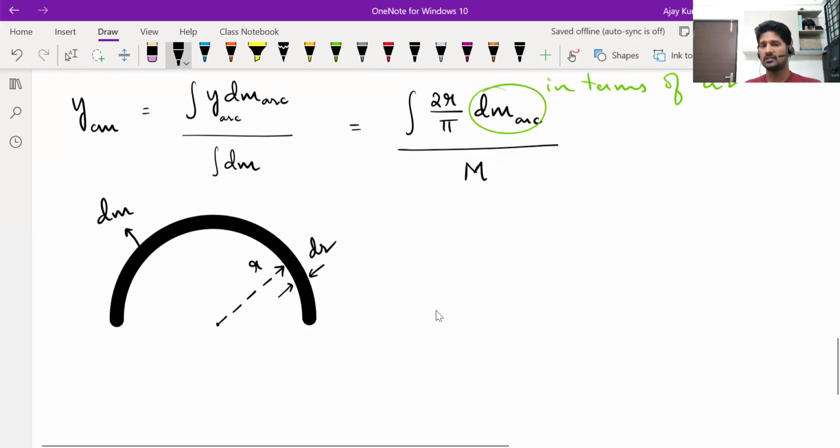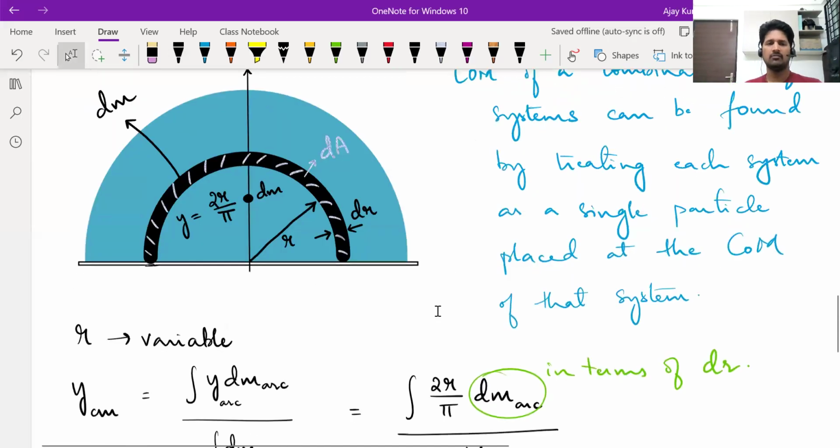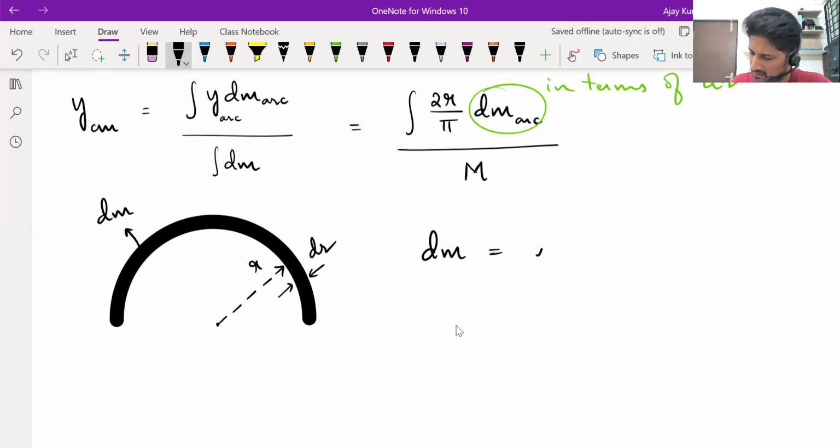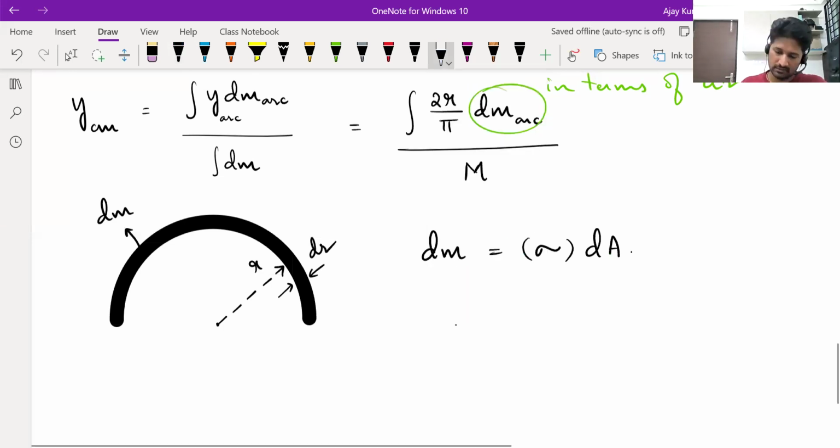Whenever you need to express the mass of an element, you first need to think of what kind of mass distribution it is. Can one of you tell me what kind of mass distribution is a semicircular disk, the original system? Is it linear, areal, or volumetric? Areal. It's an areal mass distribution, correct. And in an areal mass distribution, mass of an element is expressed as areal mass density sigma multiplied with the area of the element. Now, what is the area of this element? This shaded area.